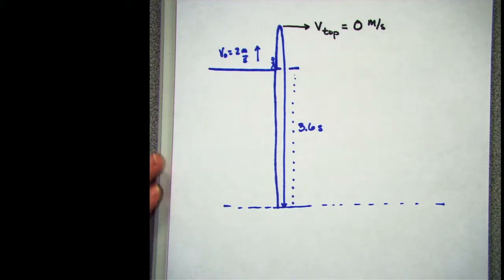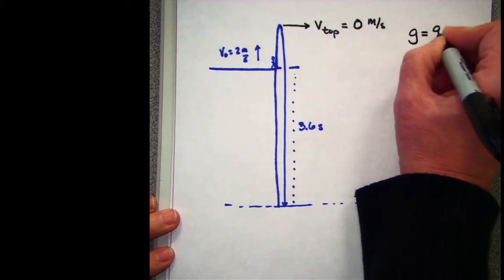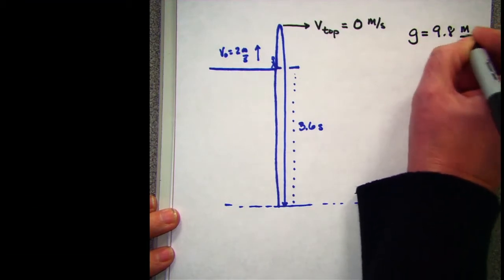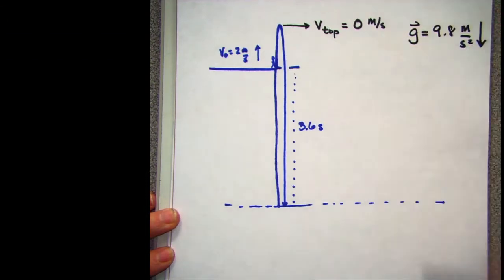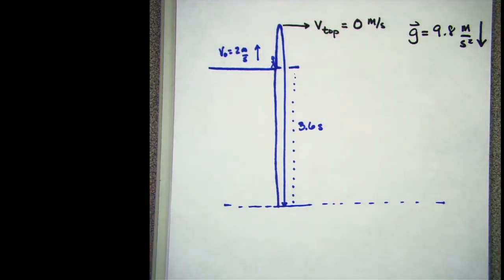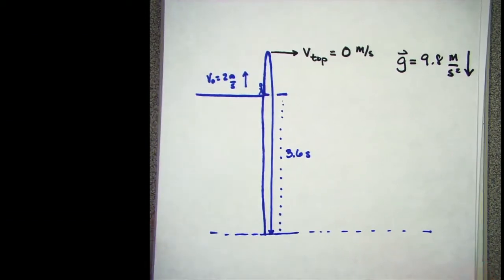What else do we know that we're probably not explicitly told in the problem? Gravity. Yeah, we know the acceleration due to gravity, and we use 9.8 meters per second squared. And we are going to put gravity in that direction. So those are things we know.